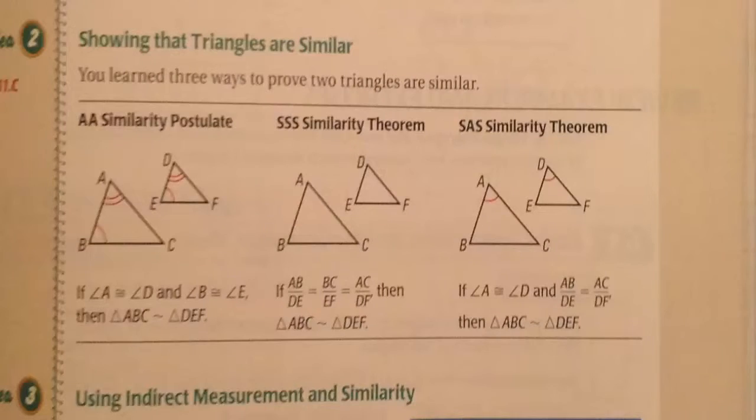Now we've got the AA similarity postulate, the SSS similarity theorem, and the SAS similarity theorem. Oh, and there's the whole awesome measurement system: height of person over length of person's shadow equals height of a tree over length of tree's shadow. That's a mouthful. Chapter 7.